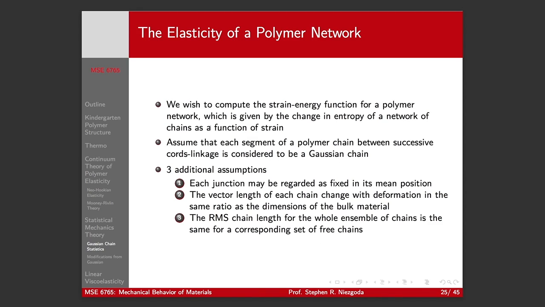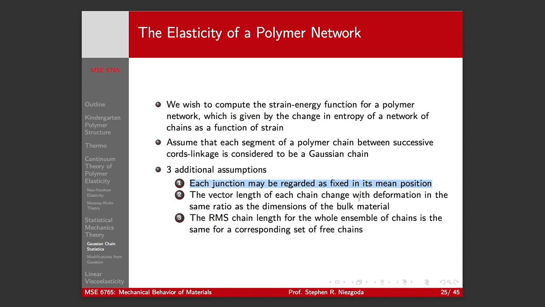So to get to the elasticity of a polymer network, we want to compute the strain energy function, which is given by the change in entropy over a whole network of chains as a function of the strain. So we're going to assume that each segment of the polymer chain between successive cross links, which is not chord linkage. Dang it. Every year I keep finding new mistakes and correcting them. So we're going to consider this to be a Gaussian chain. We're going to make three additional assumptions: that the junctions or cross links are regarded as fixed in their average position. Our cross links don't move. They only move by our average deformation.